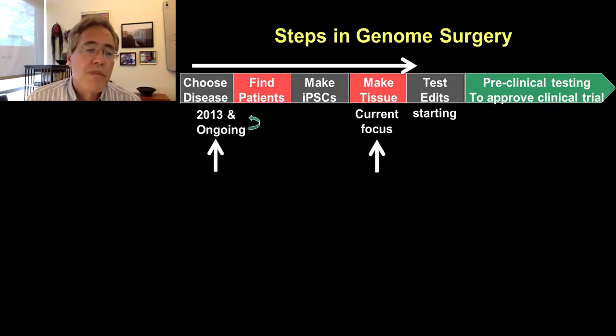So where we are right now in terms of how we think about the genome surgery process, I'll tell you about how we think about choosing the disease, as shown by the arrow on the left. Really in about 2013, we began that process. And then we thought about many different diseases, but then we chose specific diseases that I'll tell you about. Then you have to find the patients, make iPS cells, and then make tissues, which is our current focus, and test the edits. And I'll be telling you about getting to that second arrow and some of our beginning test edits.